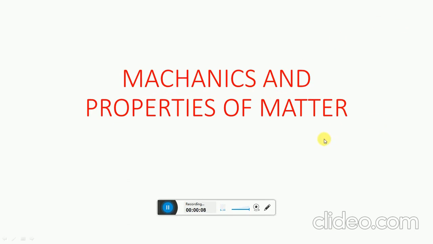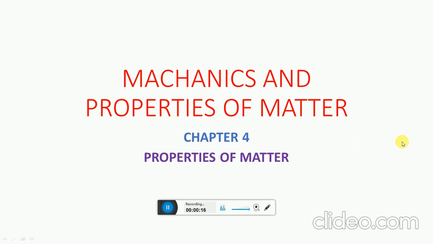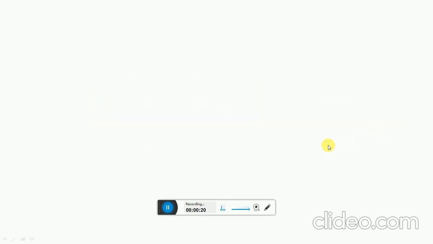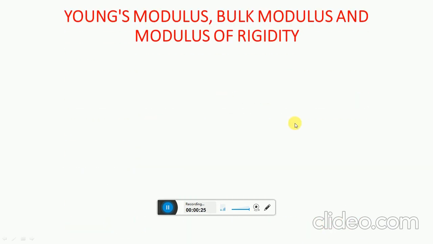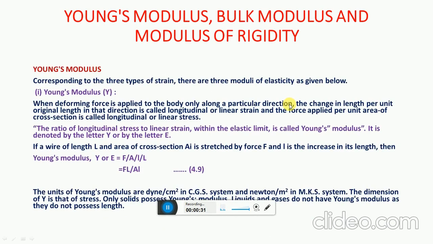Dear student, today we start another video lecture from Mechanics and Properties of Matter, chapter number 4, Properties of Matter. This lecture deals with another important properties, that is Young's modulus, bulk modulus and modulus of rigidity.